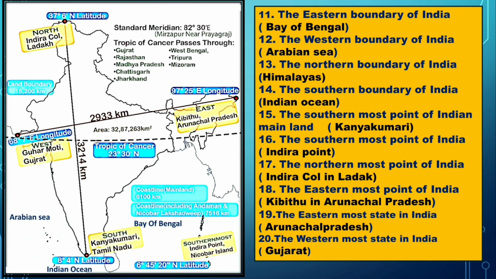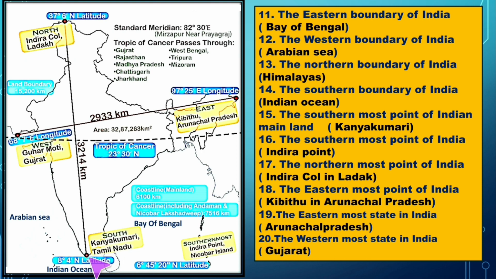The eastern boundary of India, that is the Bay of Bengal. The western boundary of India, that is the Arabian Sea. The northern boundary of India, that is the Himalayas. The southern boundary of India, that is the Indian Ocean. The southernmost point of the Indian mainland, that is Kanyakumari.